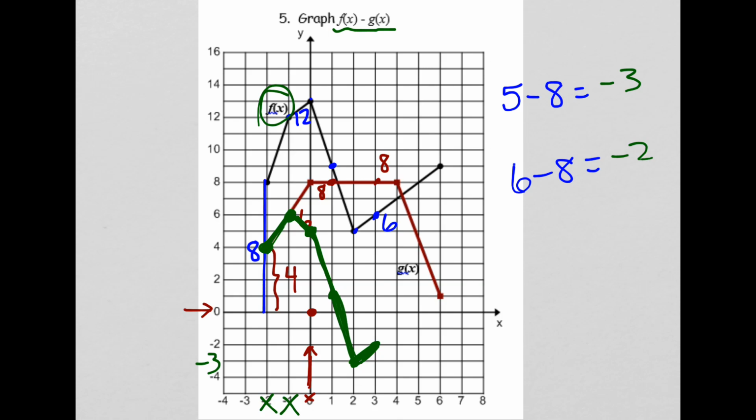Okay, next, still 8 for red. The blue one, or the black one, when x equals 4, is at 7. So then I have 7 minus 8, which is -1. So I'm up to -1 right here.